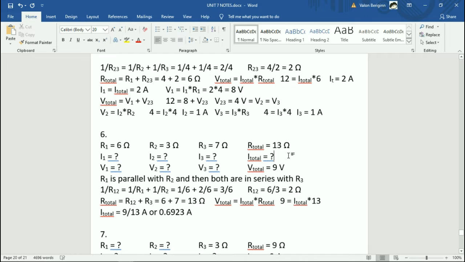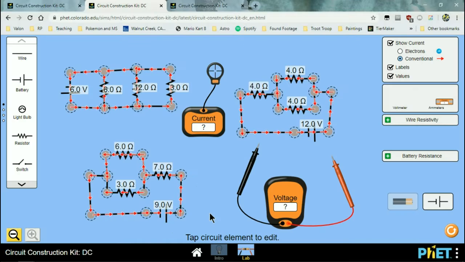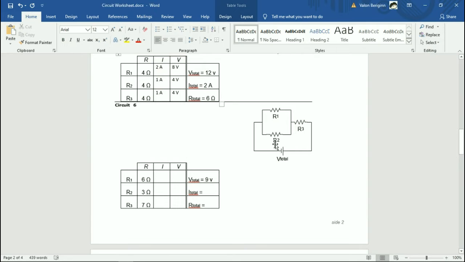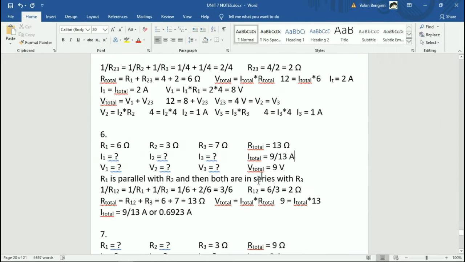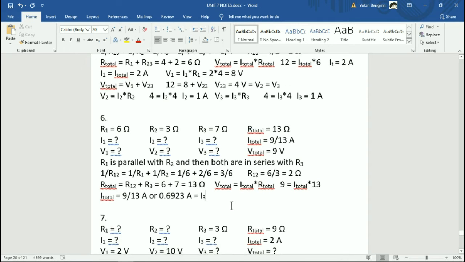I'll keep it as a fraction, just because I think that's generally the better way to look at it. Okay, same logic as before. Remember, this is the same thing as the battery. So what is the battery in series with? Okay, the battery is now in series with R3. So by series rules, the current must be equal to the total, so that must equal I3. So I3 is 9/13 amps.